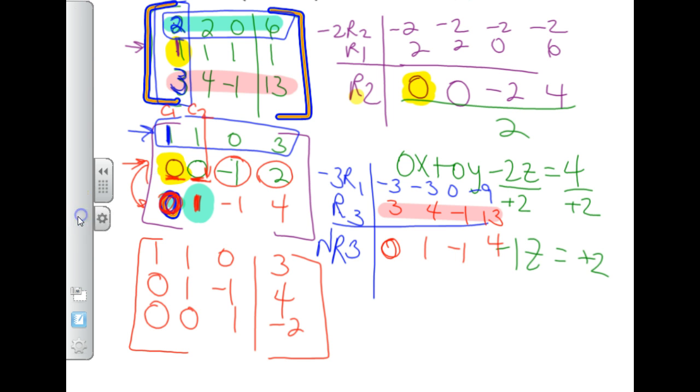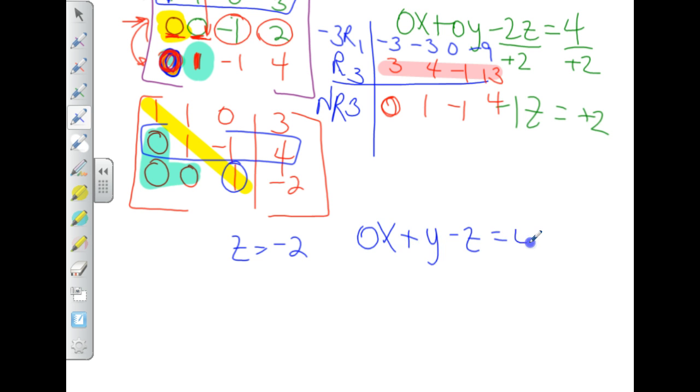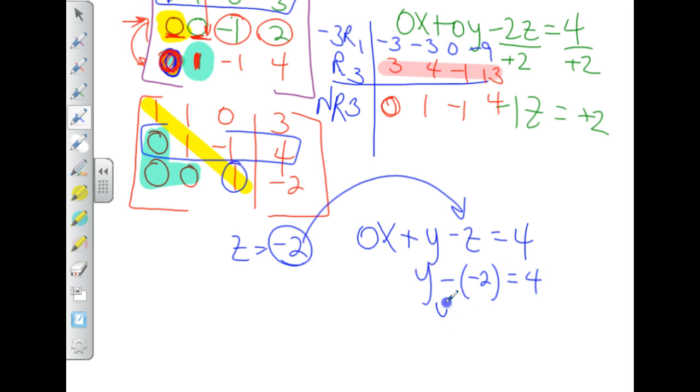And the reason why I want to do this is, look, I've accomplished my goal already. I didn't have to do any more math, because I have this nice 1, 1, 1 diagonal. I have those blue zeros down there, and so I'm in row echelon form. And check it out, I've got the z value down here, and it says 1z is equal to negative 2. And that's important information, because if I were to write this equation right here, it would read 0x plus y minus z is equal to 4. But I know that z is negative 2, so we could actually plug that in and solve this thing for y by subtracting off 2, so y is 2.